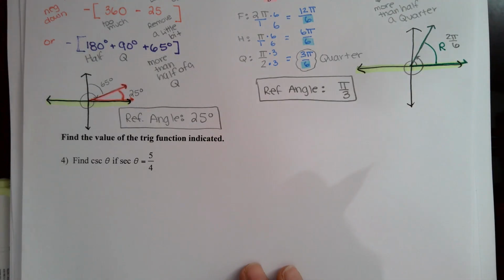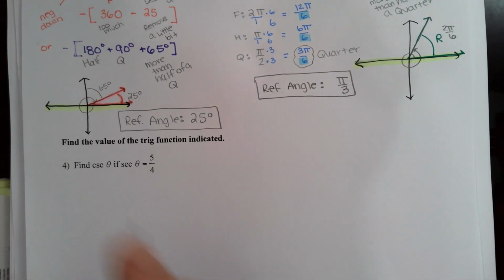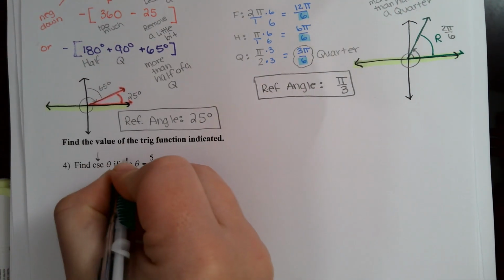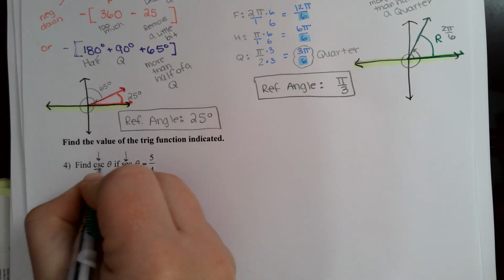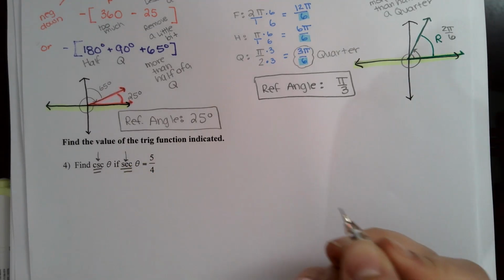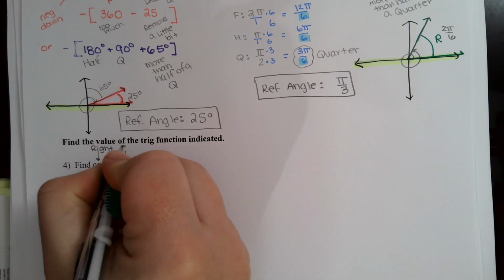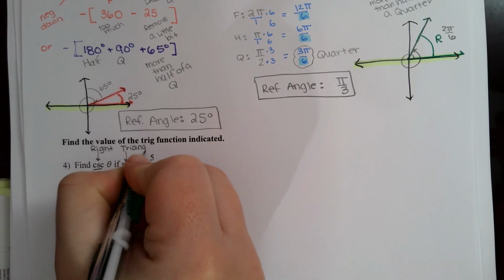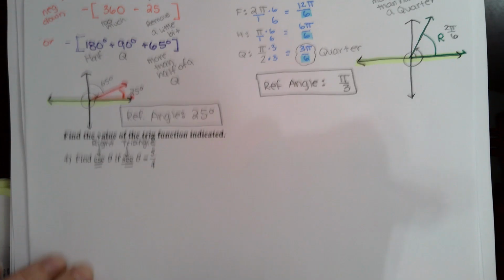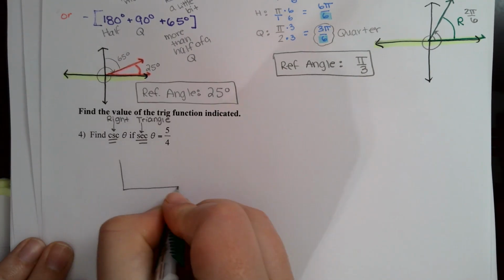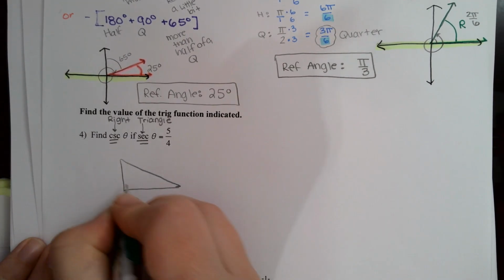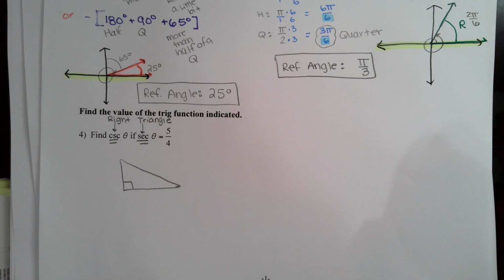Okay, find the value of the trig function indicated. So if you are seeing 1 of 6 or 1 of 3 of these, secant, cosecant, sine, cosine, tangent, this right here is telling you you have a right triangle. So you're looking out for these keywords. So if you have a right triangle, go ahead and draw the right triangle. How you draw it doesn't matter as long as it is a right triangle.